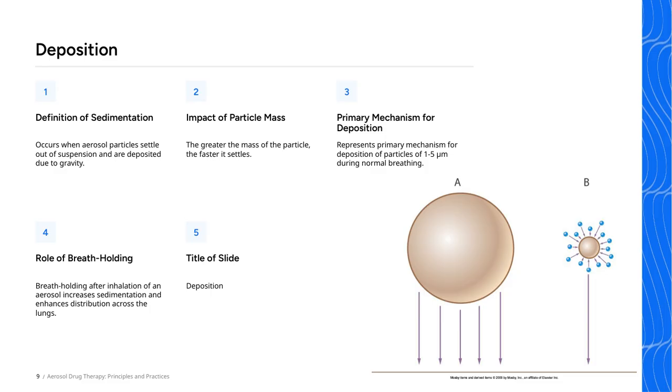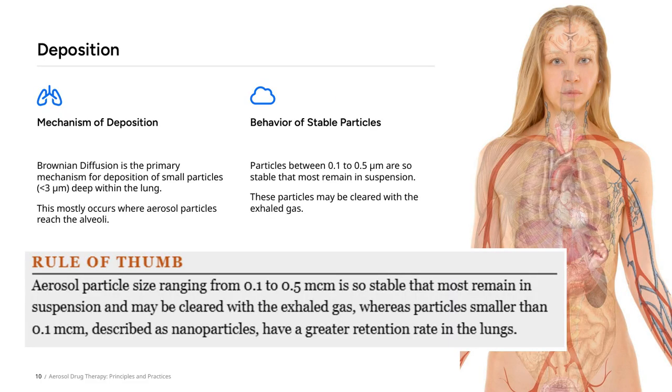Now, an important point to remember is that the heavier the particle, the faster it will settle out of the suspension. This is because gravity has a greater effect on larger, more massive particles. This process, called sedimentation, occurs when particles settle out of the air suspension and deposit onto the lung surfaces due to gravity. Understanding these mechanisms is key to optimizing aerosol therapy, ensuring that the medication reaches the intended areas in the lungs efficiently. Let's take a closer look at some of the particles involved in aerosol drug therapy.